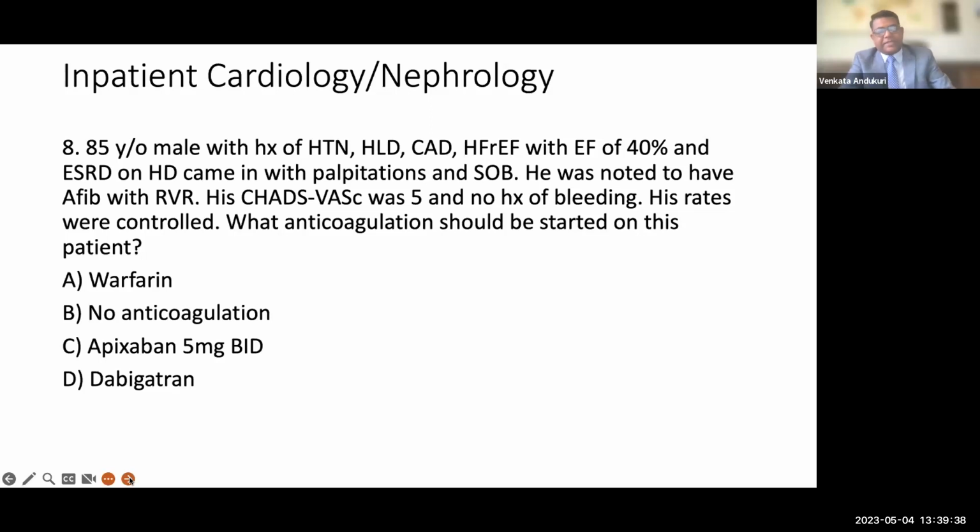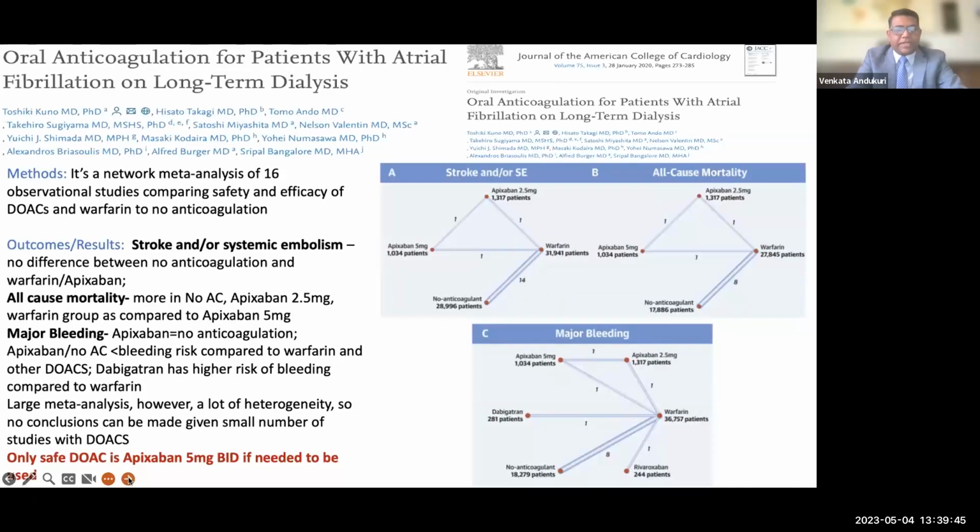Fantastic. That's the answer. I know this is not new information, but I'm including almost 2 years' worth of studies, so some of you might have seen this evidence already. At any rate, this study is a network meta-analysis of oral anticoagulation for patients with atrial fibrillation on long-term dialysis. There were 16 observational studies comparing the safety and efficacy of DOACs and warfarin to no anticoagulation.